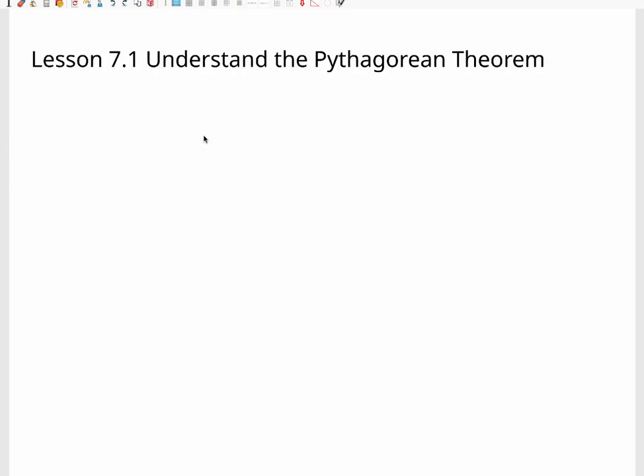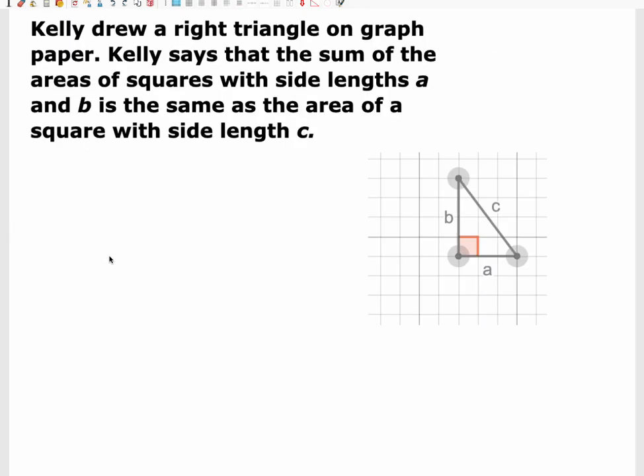Okay, we are doing lesson 7-1, understanding the Pythagorean theorem, and it should be somewhat familiar to most of us, at least to some degree. So, understanding the Pythagorean theorem. We're going to start off with our warm-up question, just like always.